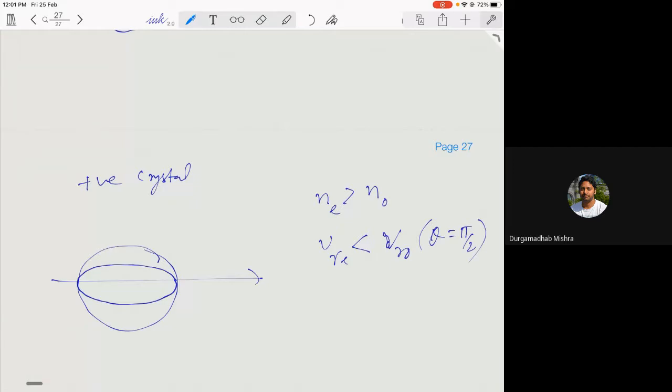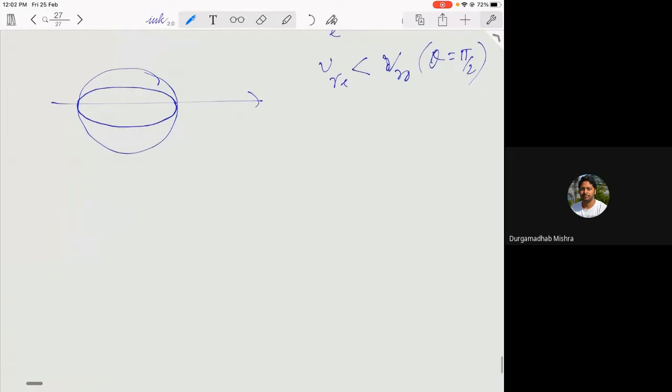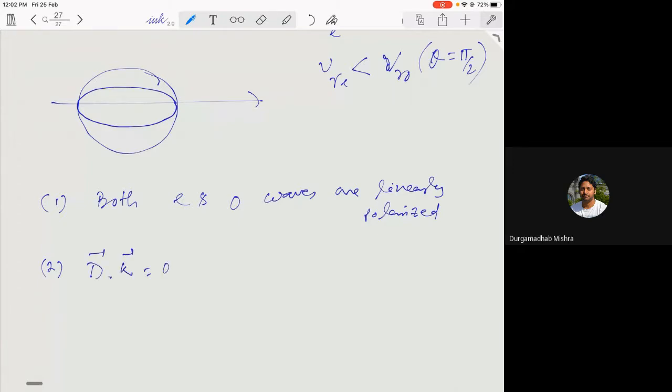There are some other interesting characteristics that I will point out. Both E and O waves are linearly polarized. Then, the electric displacement will always be perpendicular to the k vector, the propagation vector. This again follows the same Maxwell's condition, that the k vector is perpendicular to both the electric field and the electric displacement for both waves. Both follow the same Maxwell's equations. There is no change in that.